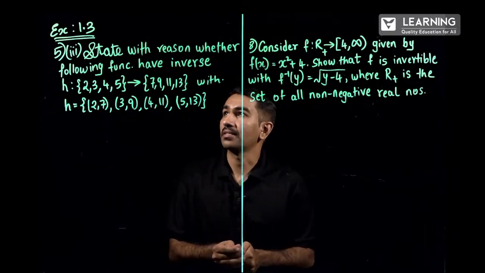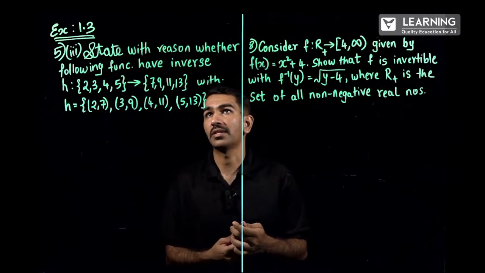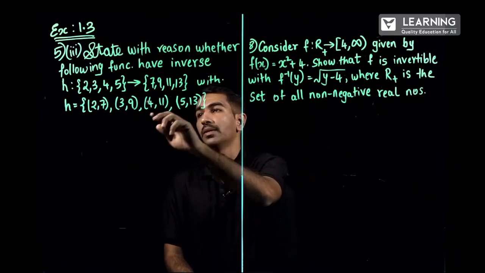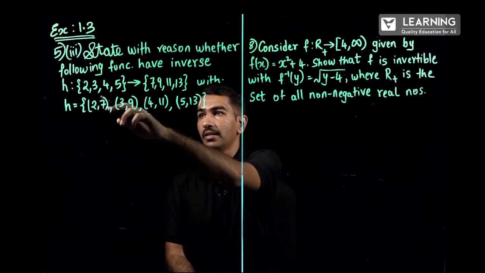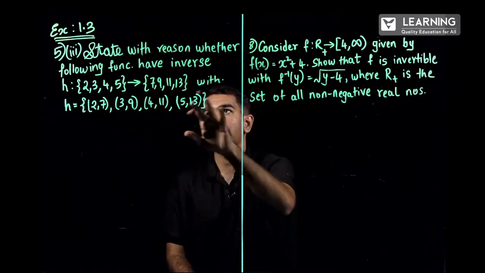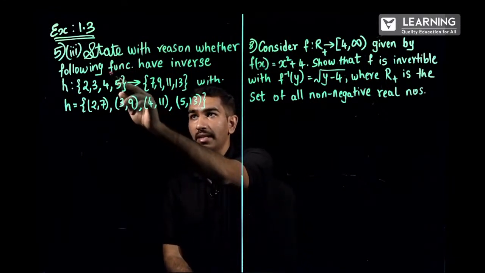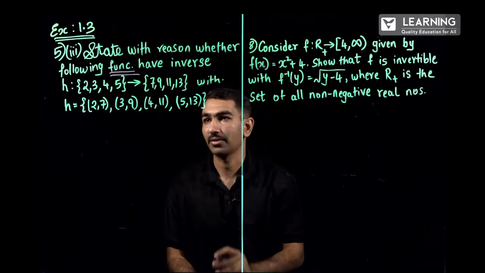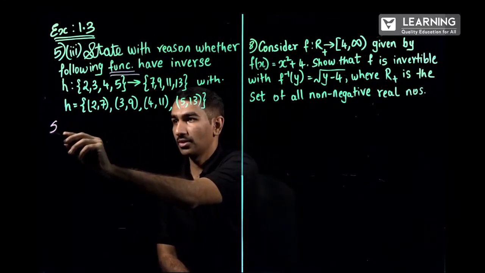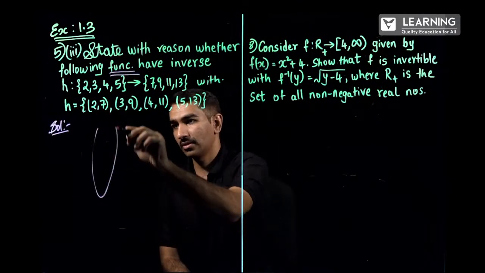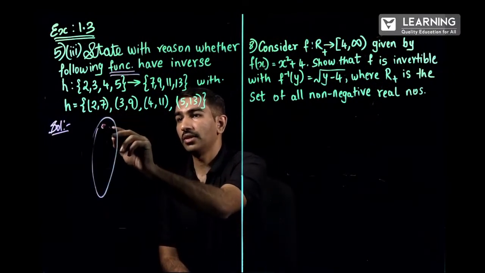Same exercise 1.3, question number 5. State with reason whether the following function has an inverse, h, from this set to this set, which is also given like this. We have to tell whether this function has an inverse or not. Alright, so we'll just try to map them. So solution, students. Input values are the set of x values. So what do we have here? 2, 3, 4, 5.